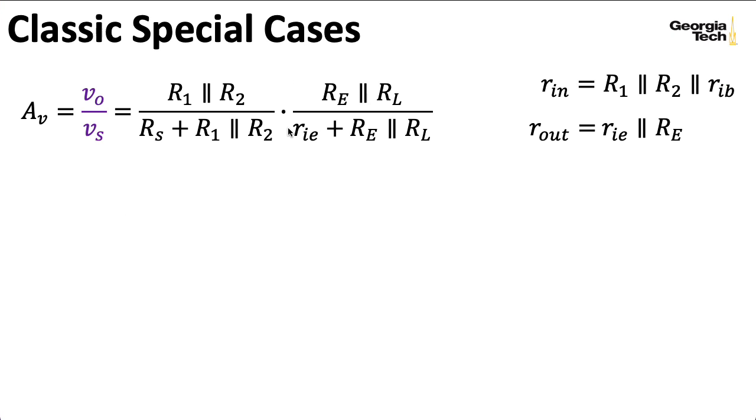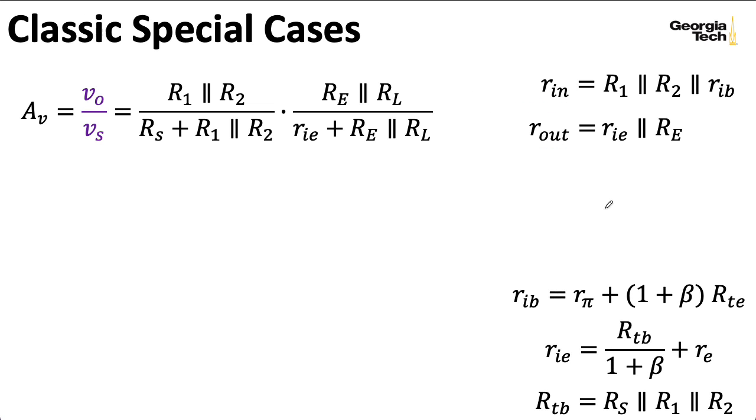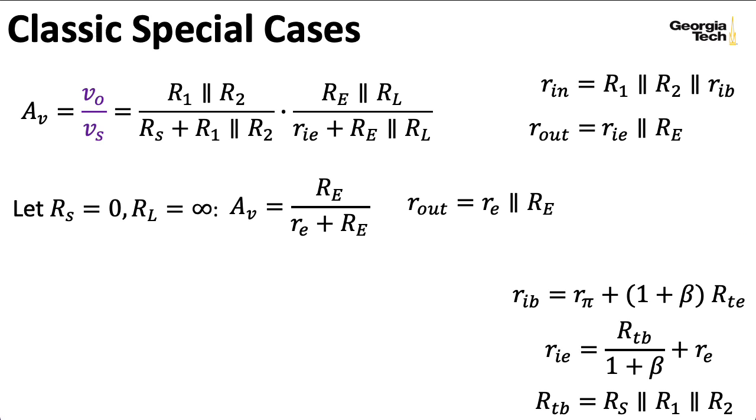Now, this formula here is a bit of a handful. Let's consider some special cases. So here I have the gain and the input and output impedance formulas. And just for reference, let me write down the expressions for RIB, RIE, and this is all in terms of RTB. And remember, RTE is really RE in parallel with RL. All right. Let's first consider the case where the load resistance is infinite, so RTE is really just RE. That just makes our notation a little bit more compact. And let's also assume that our source resistance is 0.